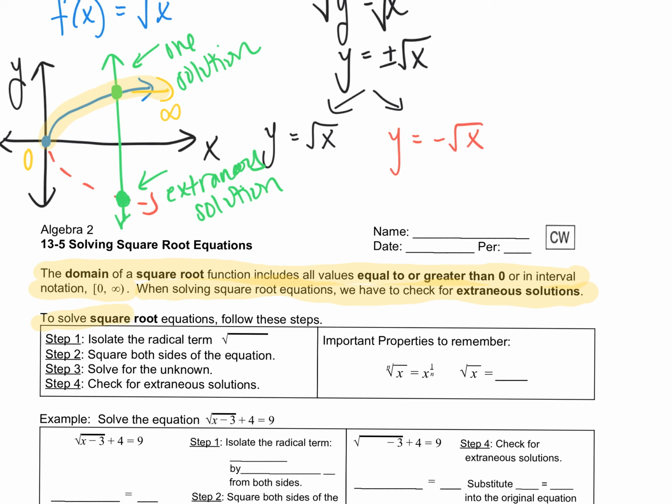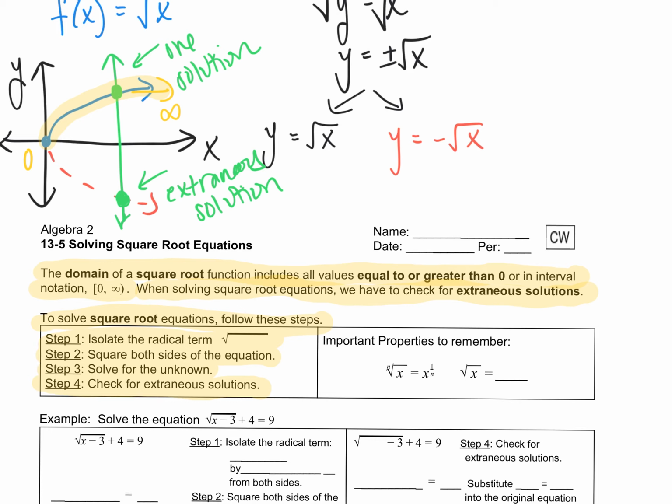To solve square root equations, follow these steps. Step 1, isolate the radical term. Step 2, square both sides of the equation. Step 3, solve for the unknown. Step 4, check for extraneous solutions.